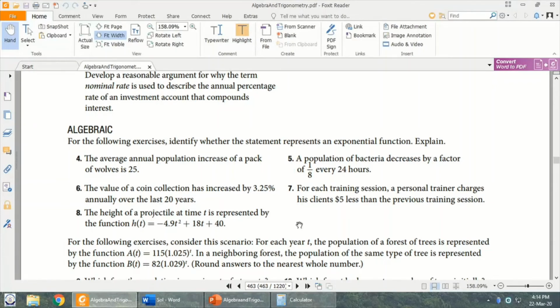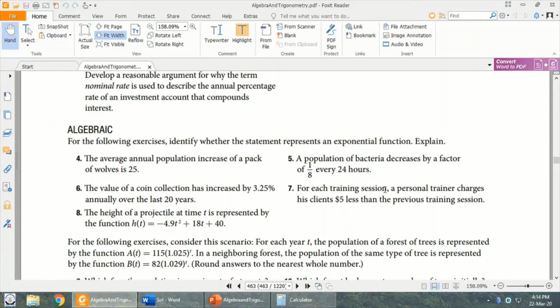Number 5: a population of bacteria decreases by a factor of 1/8. Now you see that this is an exponential function, because it is decreasing; it is an exponential decay, decreasing by a factor of 1/8, which as a percentage is 0.125.